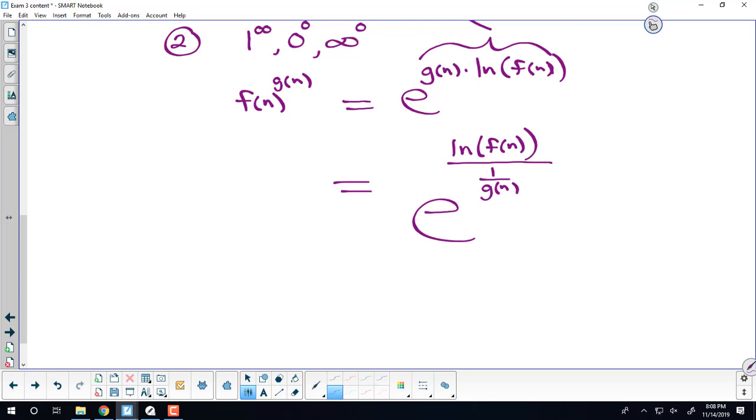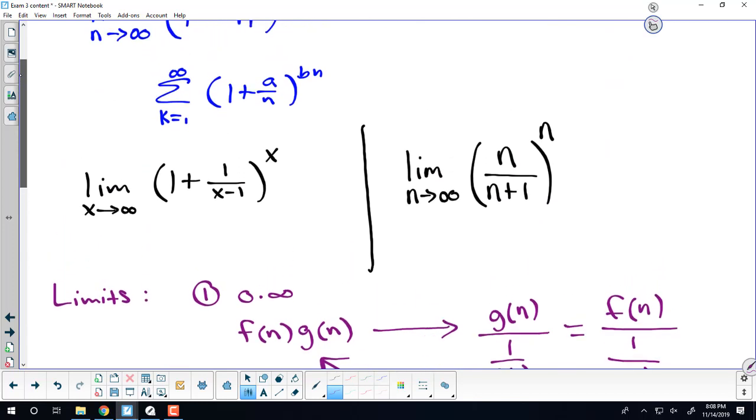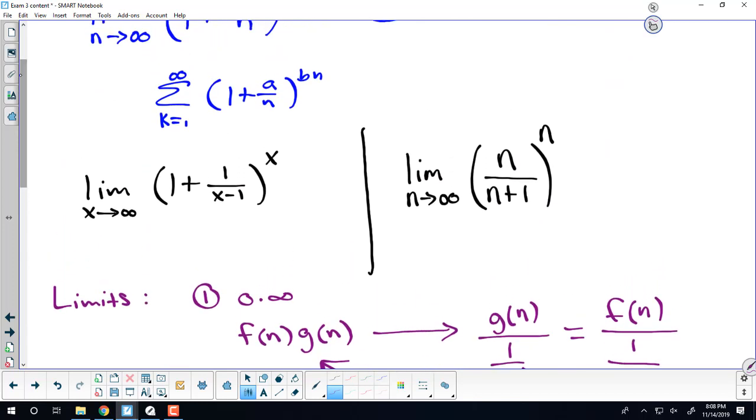And for sure, if it is of that form and you rewrite it that way, for sure it will be 0 over 0 or infinity over infinity at this point. But yeah, so like this thing here, it's 1 to the infinity if we try to evaluate it.